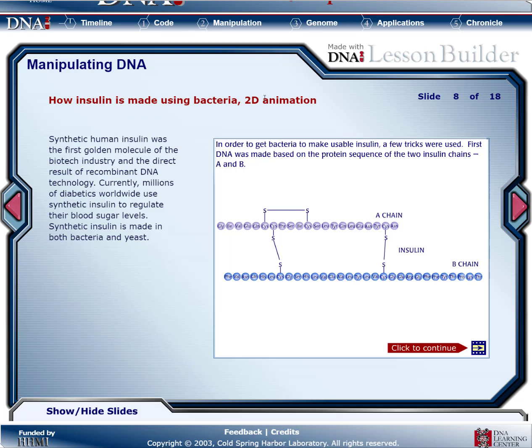So, how insulin is made using bacteria, in a 2D animation. In order to get bacteria to make usable insulin, a few tricks were used. First, DNA was made based on the protein sequence of the two insulin chains, A and B. Insulin chain A is this violet or purple, and this insulin B chain is blue. Okay, so let's see what the S's mean.